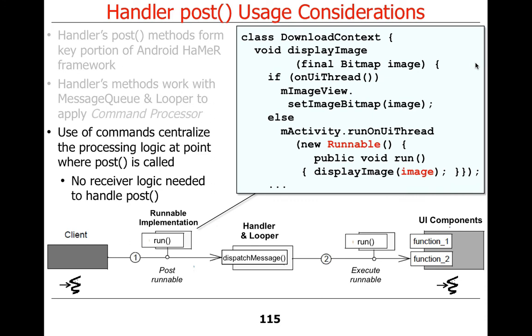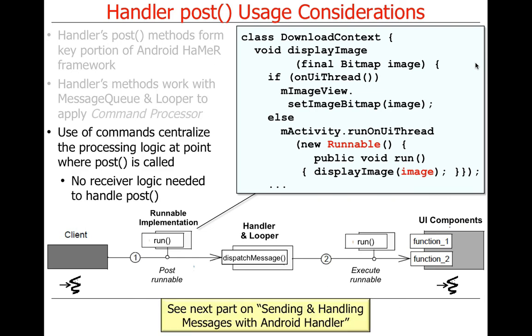So as a consequence, there's no receiver logic needed to handle post because the runnable, which is this closure or local class, carries its context with it such that when the receiver gets it in the event loop of the looper thread where the handler runs, it simply can dispatch it and call its run method. So the sender creates the closure with the run method. When it gets to its destination, the receiver just calls back run. There's nothing the receiver does other than just say run yourself. And that's what makes it a closure.